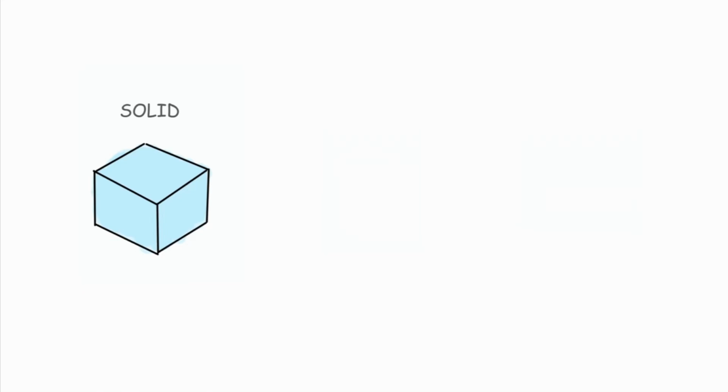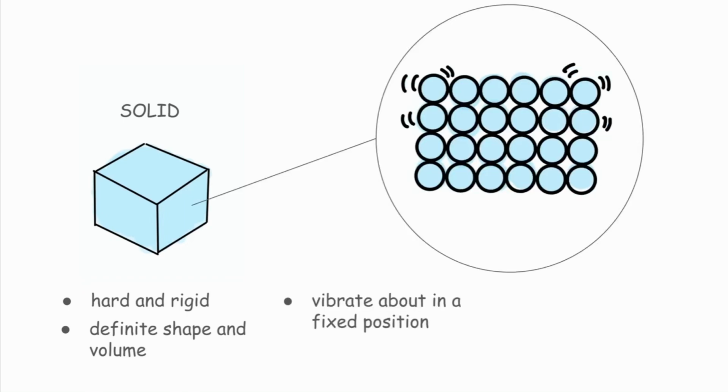A solid can be described to be when a substance is hard and rigid. They have a definite shape. In a solid, the particles do not move around. Instead, the particles vibrate about in a fixed position. This is what makes the solid hard and firm. Because their particles do not move around and only vibrate in a fixed spot, a solid cannot easily change shape.